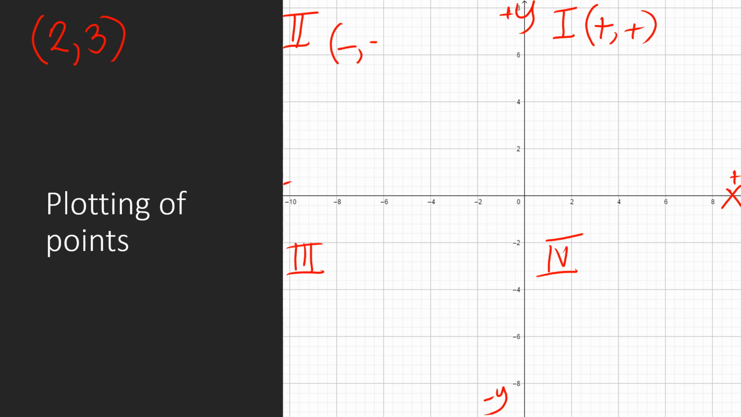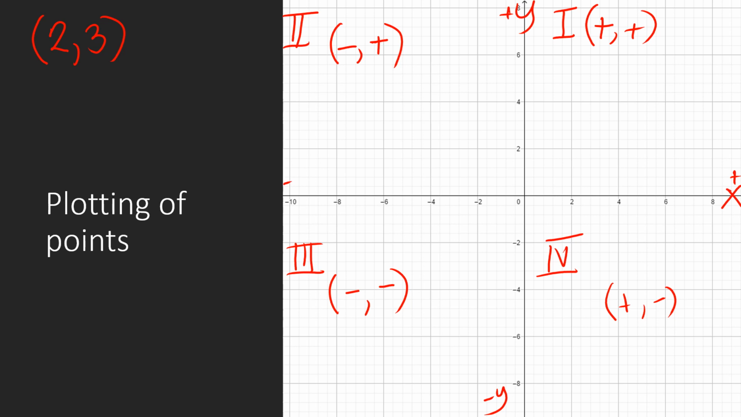A negative x and a positive y. On this side, both x and y are negative. And on this side, we have positive x and a negative y. So we just have to find the intersection of the points.